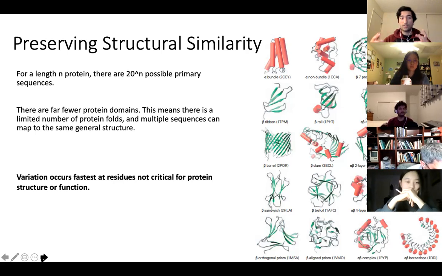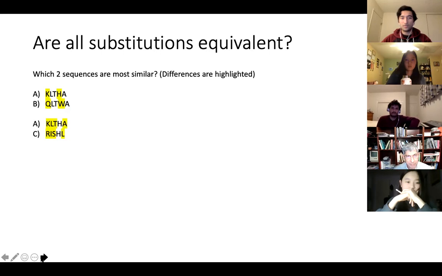And so if we put this all together, what this suggests is that in terms of what residues are allowed to vary evolutionarily in a protein, it's going to be the ones that are not necessarily at the active site or performing critical structural roles. And so there are lots of different areas in which they're allowed to mutate.